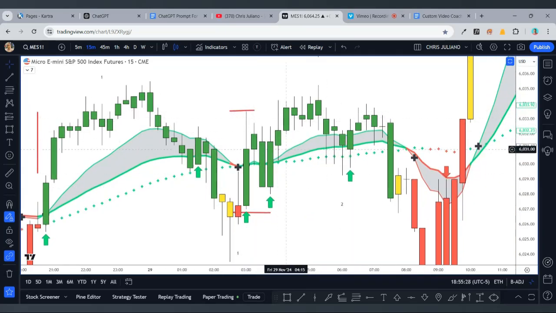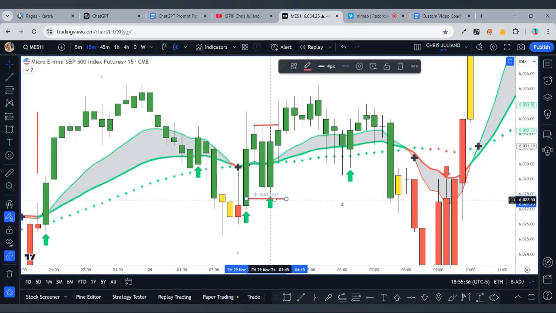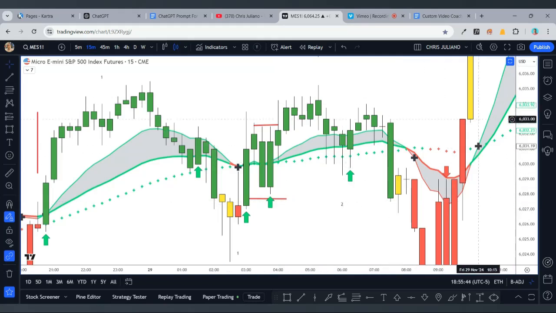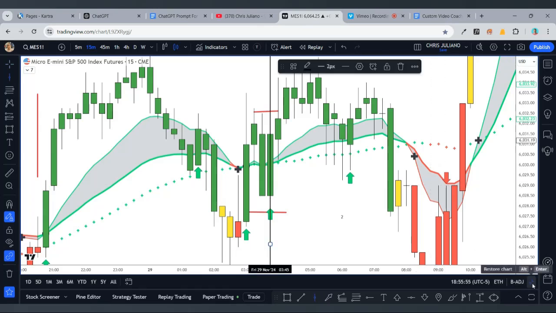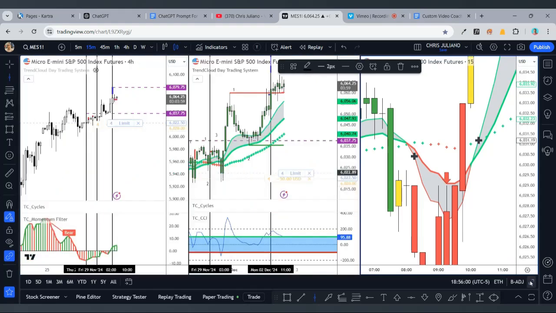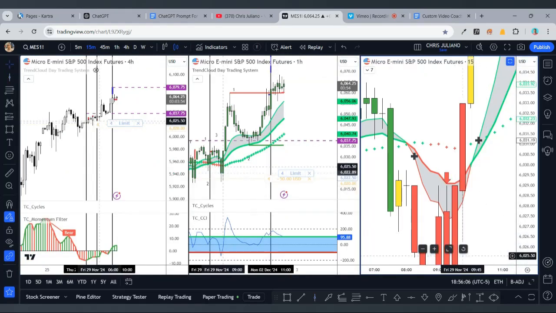But you can see how nothing triggers. Right here, however, we do get another TrendCloud signal. It would enter the trade here and kind of go sideways and pull back. So it's very important that you take a look at the entire system. Let's see where we're at when this TrendCloud signal fires off. You have to look at the big picture, right? Okay. So let's see where that is.